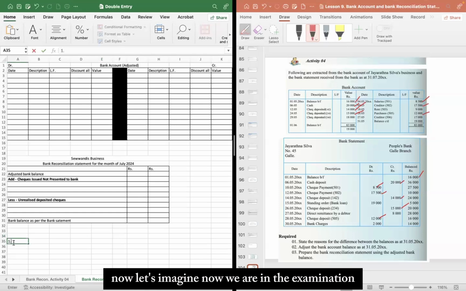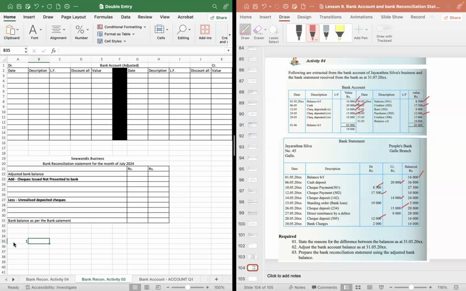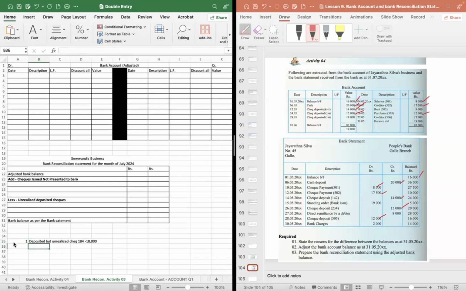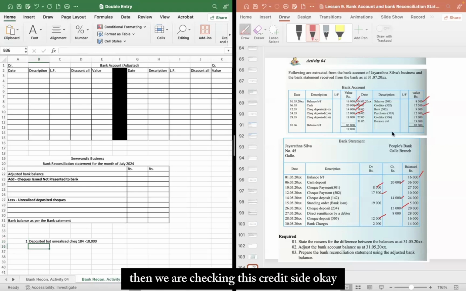Okay, now let's imagine we are in the examination and we have to write them. Okay, so state the reasons for the differences between the balances as at 31st May 2024. So we have deposited but unrealized check 18,000. This is one reason. Okay. Then once we check this debit side, then we are checking this credit side.